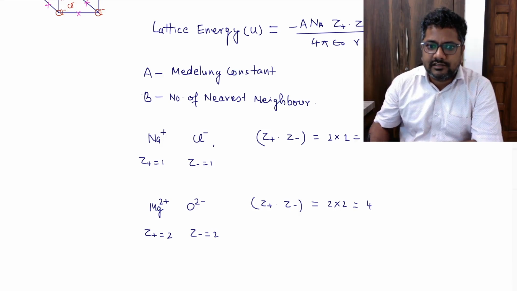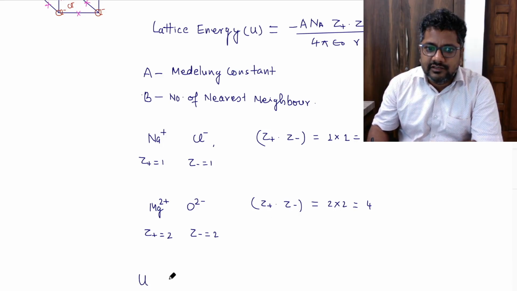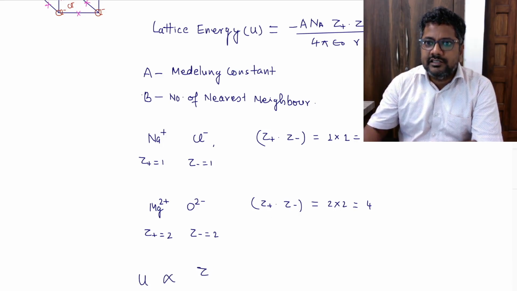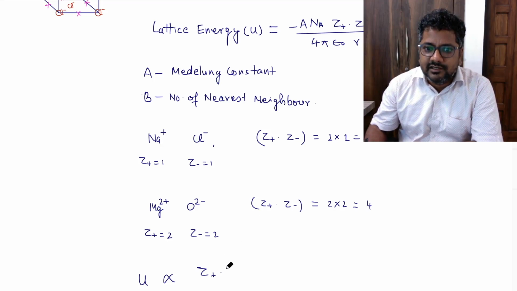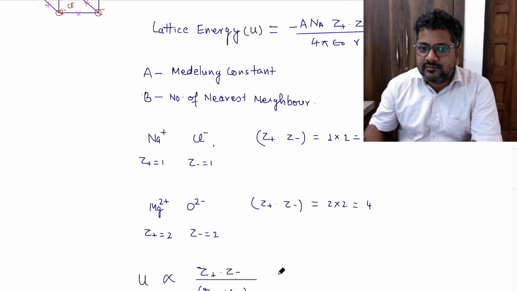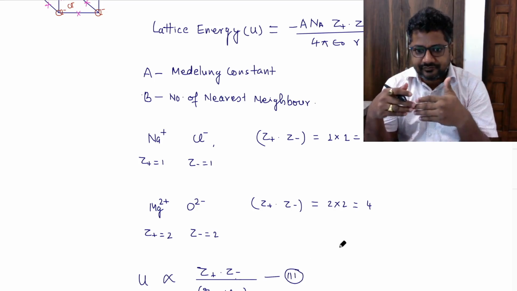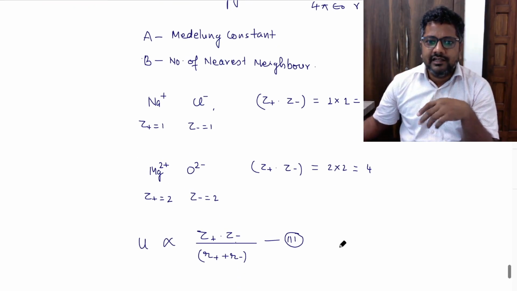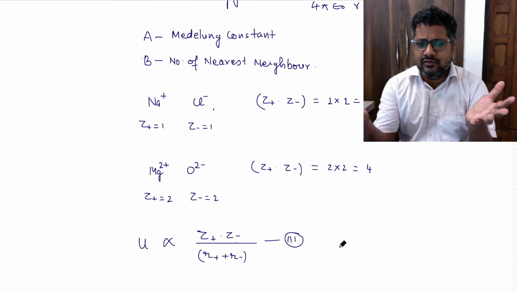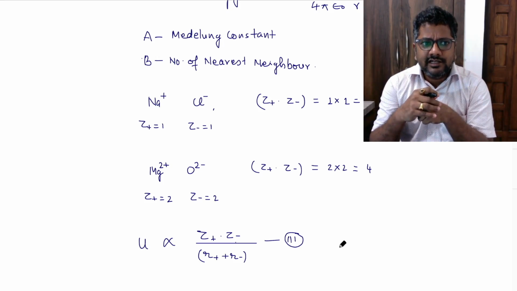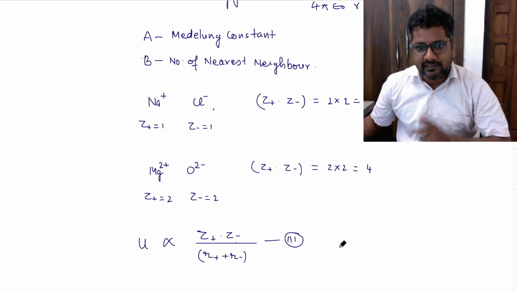So basically the two factors on which the lattice energy depends: U is directly proportional to Z plus into Z minus by r, where e is the charge 1.6 into 10 power minus 19 coulombs, and you can write r is equal to r plus plus r minus in the lattice. This is a general expression for lattice energy, and a useful equation for you, because if you know the radii of the cation and anion and Z plus, Z minus, you can easily compare. No question will be given to calculate the lattice energy using this electrostatic equation, but for comparing you can use this, and such questions may be asked.